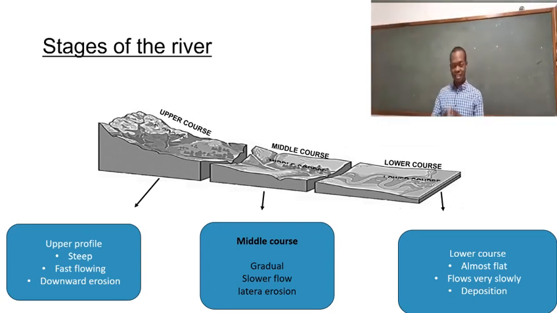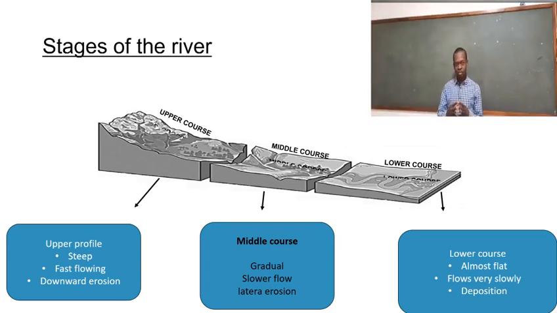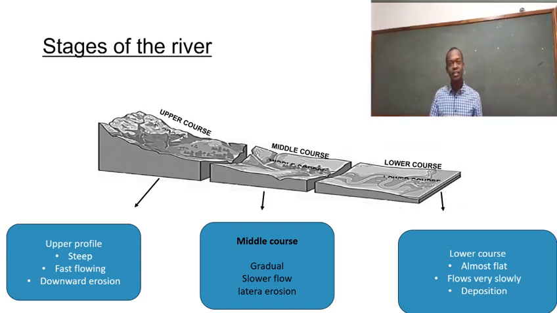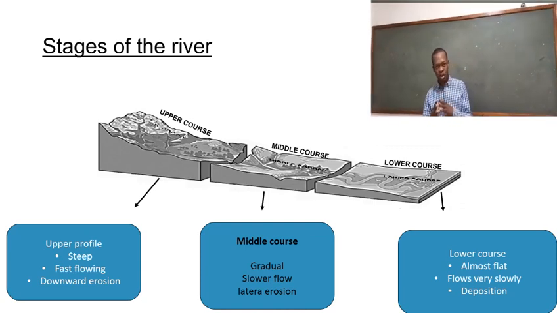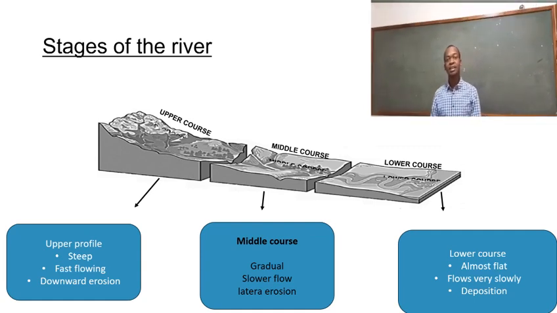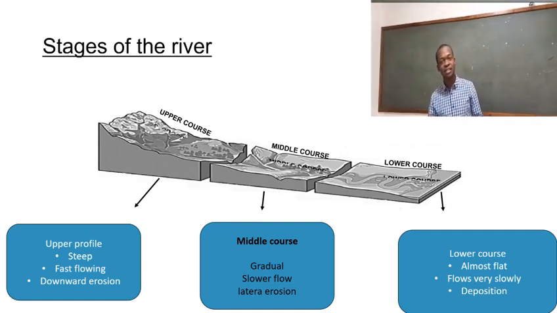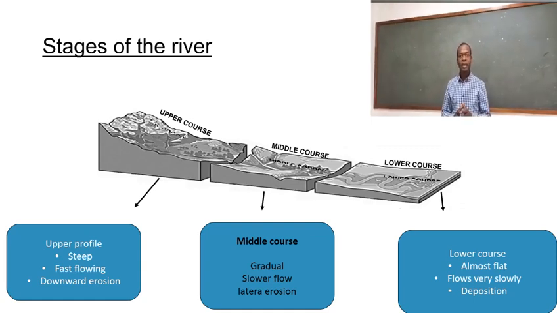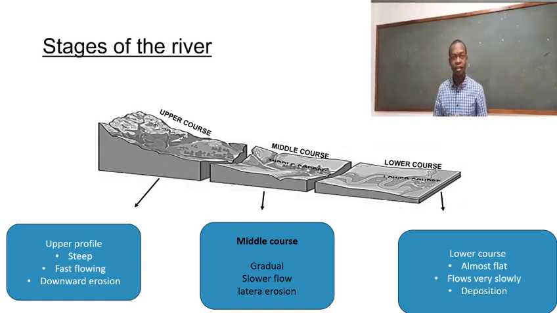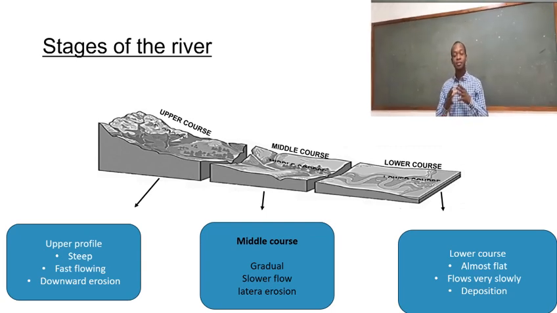There is also the second stage, which is the middle course. In the middle course, the gradient is very gradual. And there is also lateral erosion. And lastly, there is also a slow flowing river because it's on the middle course.